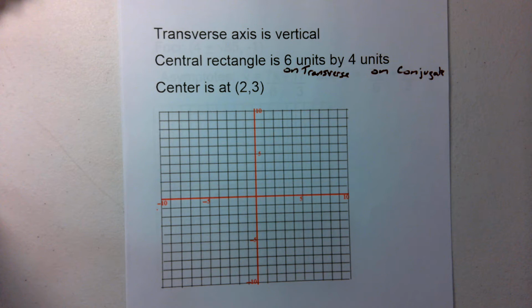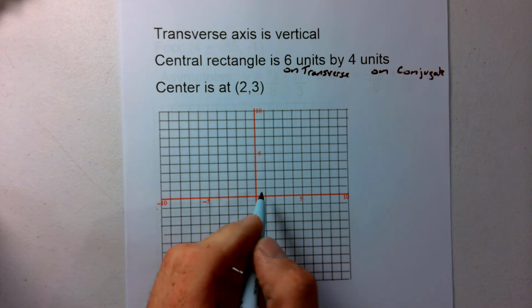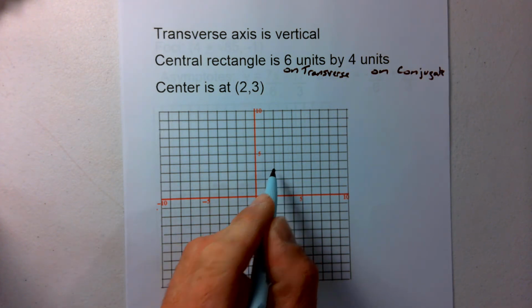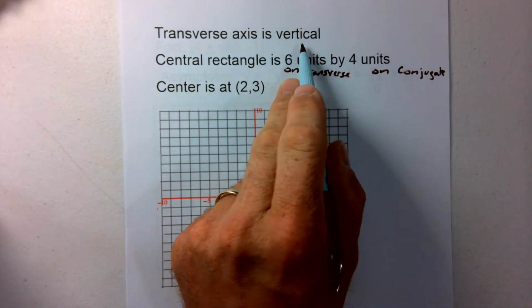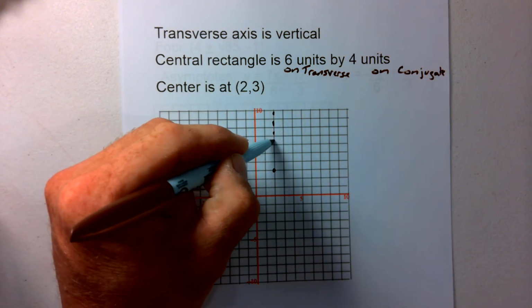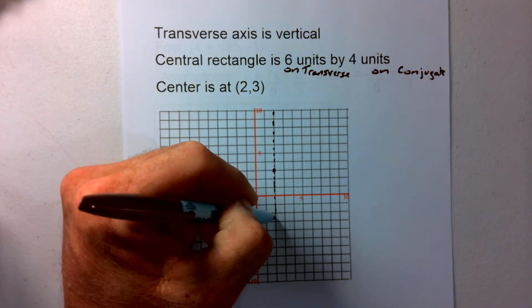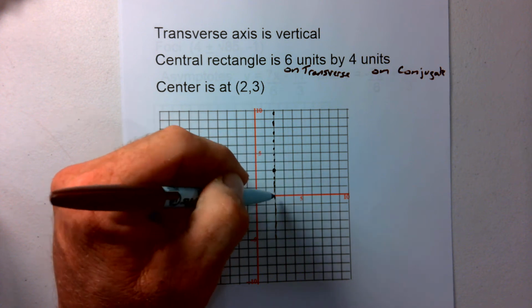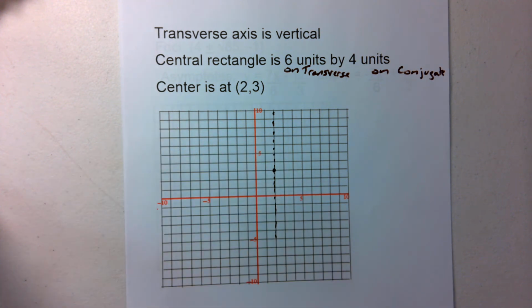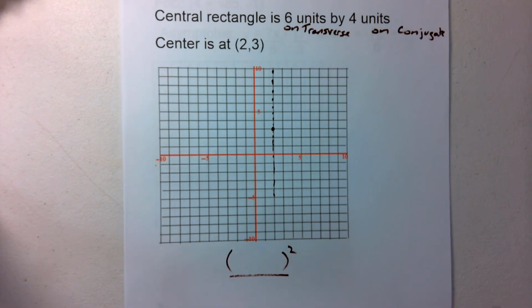So here we have a transverse axis that is vertical with a central rectangle. Remember that central rectangle tells us our asymptotes. And we have the center at (2, 3). So let's go ahead and label what we have, kind of plot things out. We have that point (2, 3). We have a transverse axis that is vertical. So we know that we're going to go through this point here, and our foci are going to lie on that transverse axis as well. So if we know that, we can go ahead and set up our equation, I suppose.